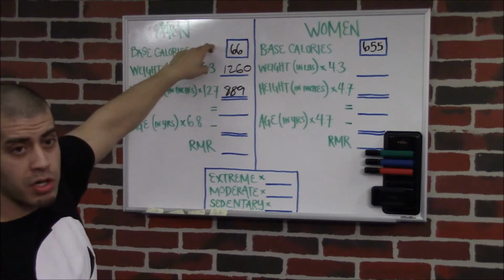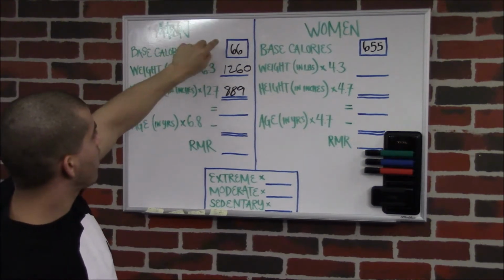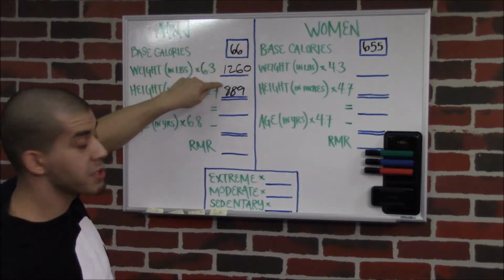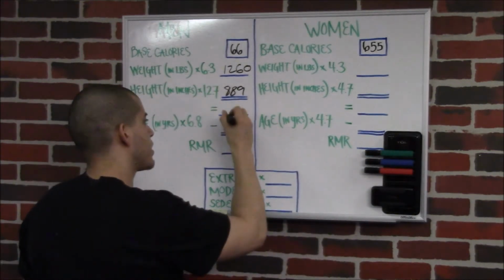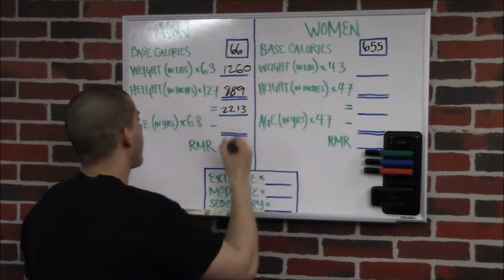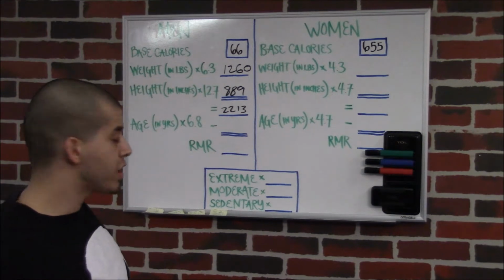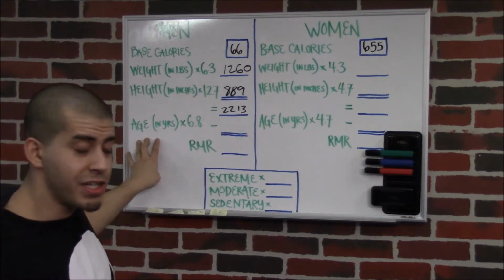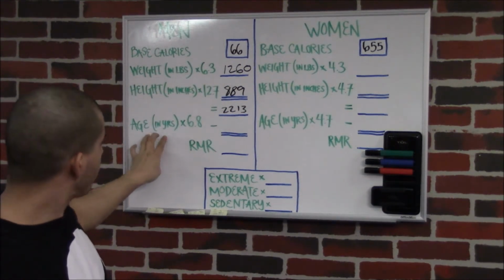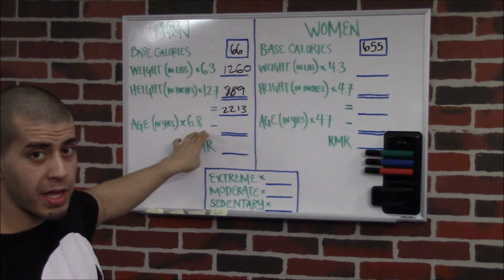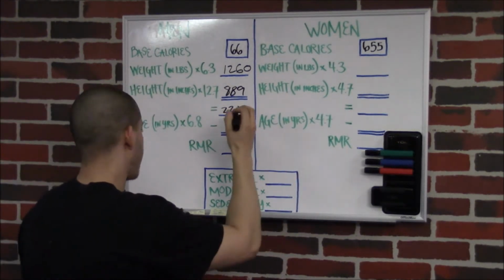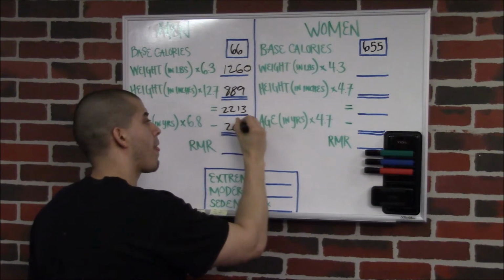Now, what we're going to do is add up 66 plus the 1260 plus the 889, and that gives us 2213. And then from there, we're going to use the next thing, which is our age. My age, I'm 30 now, so 30 times 6.8, and that comes out to 204.